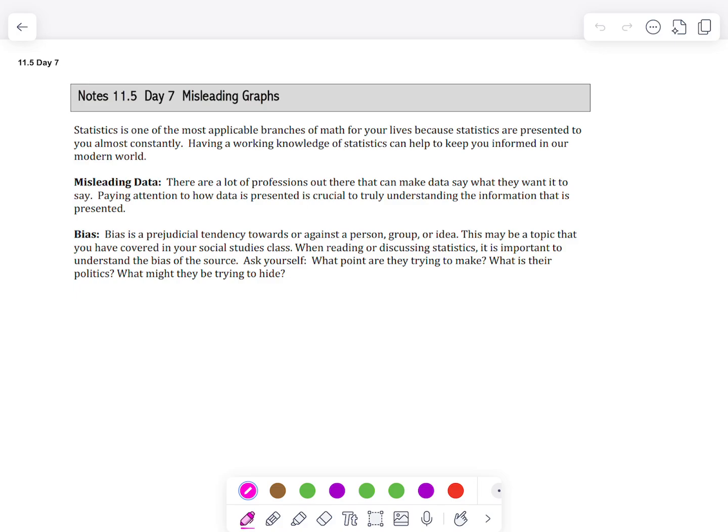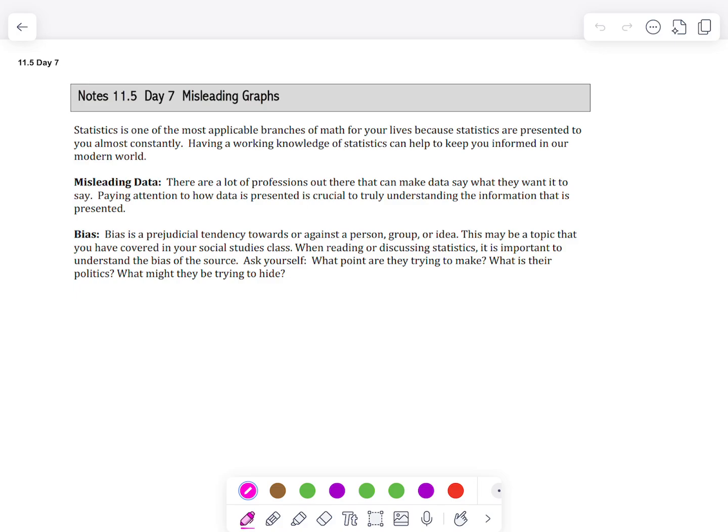So, statistics is one of the most applicable branches of math for our lives because statistics are presented to you pretty constantly. Having a working knowledge of statistics will help you to be more informed in our modern world. Unfortunately, sometimes our data can be misleading or be biased. So, misleading data are ways that professionals out there can make data that says something that they want you to think. Paying attention to how data is presented is crucial to understanding the information that is presented to you.